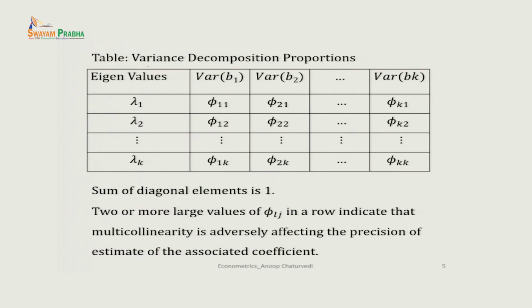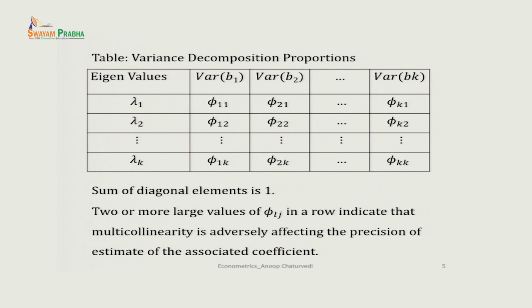Now, we form this table of variance decomposition proportions. Suppose these are your eigenvalues lambda 1, lambda 2, so on lambda k. Then variance of B 1, variance of B 2, so on variance of B k we take towards this side. Now, the proportion of variance of B 1 associated with lambda 1 is phi 1 1, that associated with B 2 and lambda 1 is phi 2 1 and so on. The proportion of variance of B k associated with lambda 1 is phi k 1 and so on.